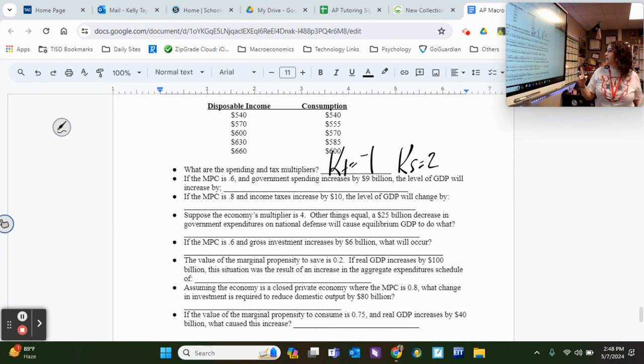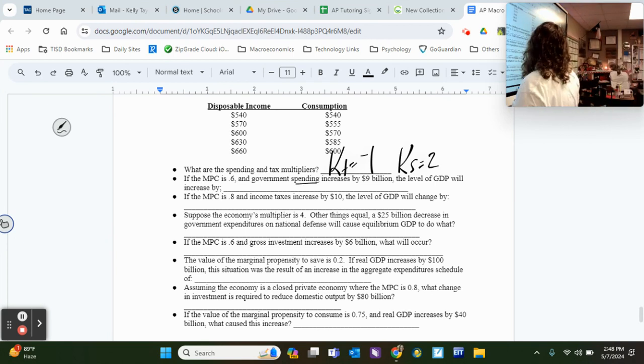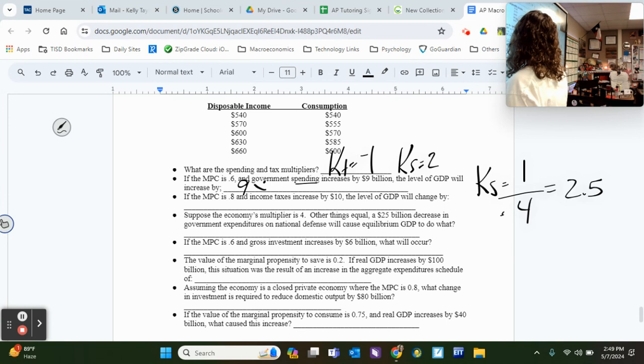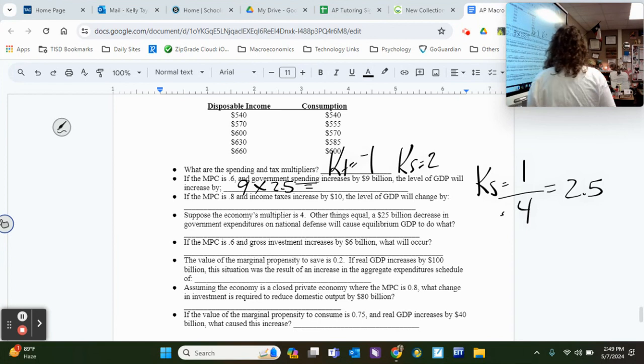0.4, and the spending multiplier, which you need because it's talking about government spending, is KS equal to 1 over 0.4 in this example. 1 over 0.4 is 2.5. And so that's the spending multiplier, which will be multiplied by spending to get the change in GDP. The change in spending is 9. The multiplier is 2.5. The change in GDP is 22.5. $22.5 billion is the change in GDP.